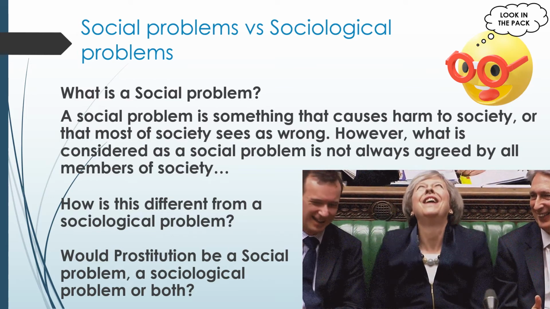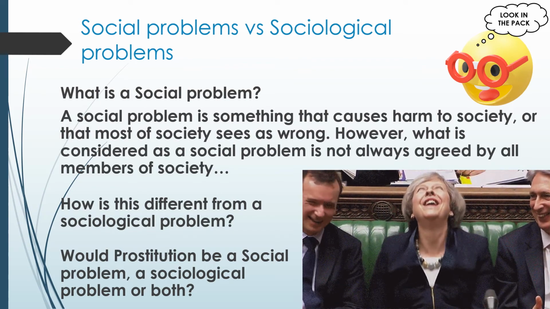So generally, the idea of a social problem is something that causes harm to society, and a lot of people in society see it as a problem, but it doesn't always have to be everyone. A sociological problem is different. A sociological problem is something that sociologists are concerned or interested in. Almost all social problems will be a sociological problem, but not every sociological problem is a social problem. I will explain what I mean by that in a second.